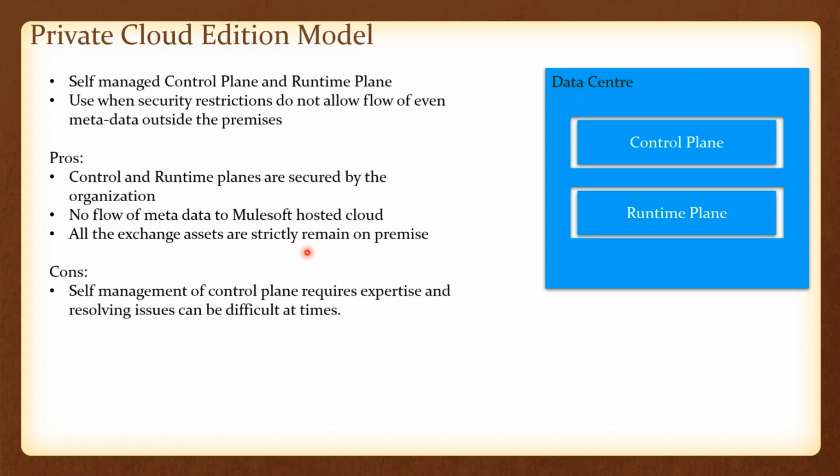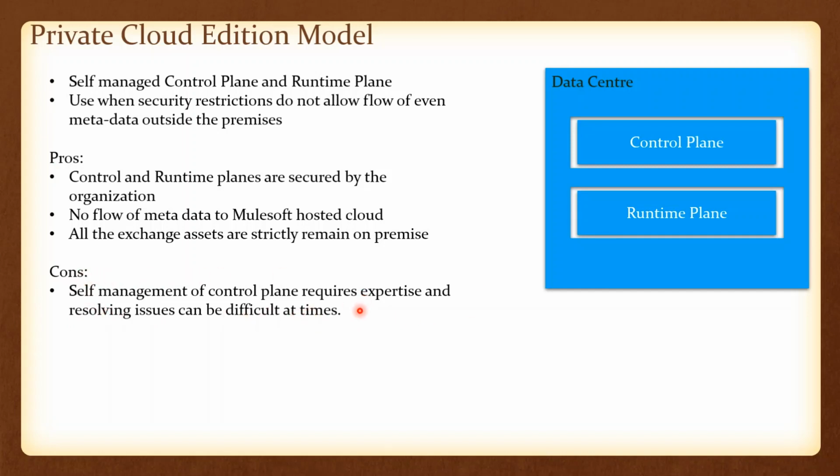Everything remains at your data center, and all the exchange assets are strictly on premise, since the control plane is on premise. Anypoint Exchange comes on premise, and everything is not accessible outside the organization. Now the con here is that you have to manage everything, and managing the control plane requires a good amount of skills and expertise, which usually come with time, so that could be difficult at times. So this is the only problem with the private cloud edition model.